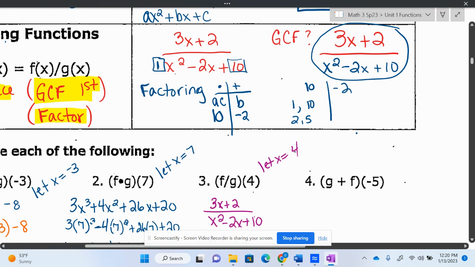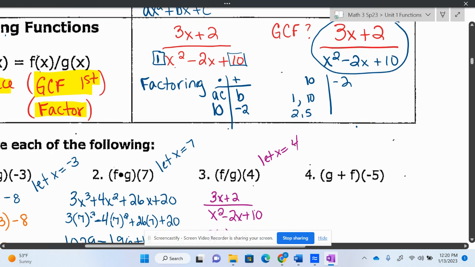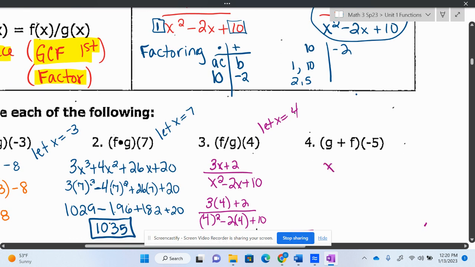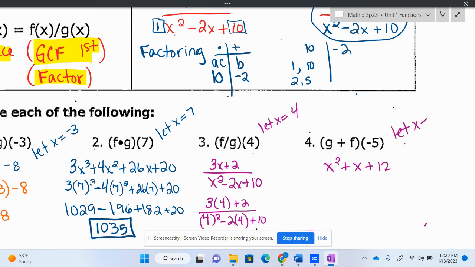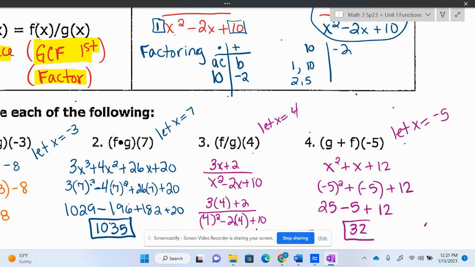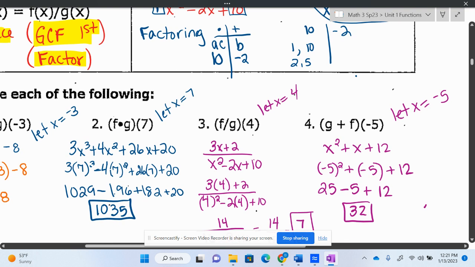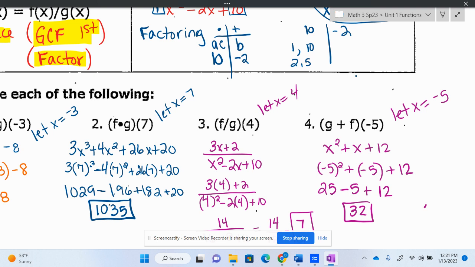So we're just going to take our result for the addition, because remember the order doesn't matter with addition. So x squared plus x plus 12. We're going to let x equal negative 5. So negative 5 squared plus negative 5 plus 12. So negative 5 squared is 25 minus 5 plus 12. And I think we end up with 32 again. Right? Do we end up with 32? Is that right? Perfect.